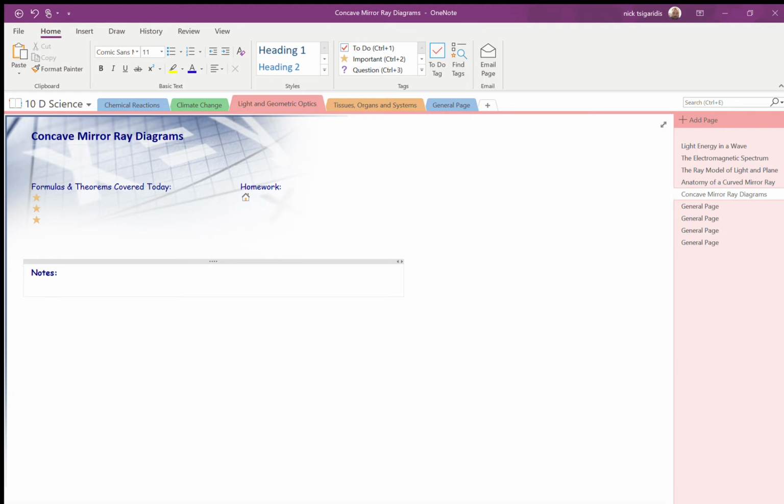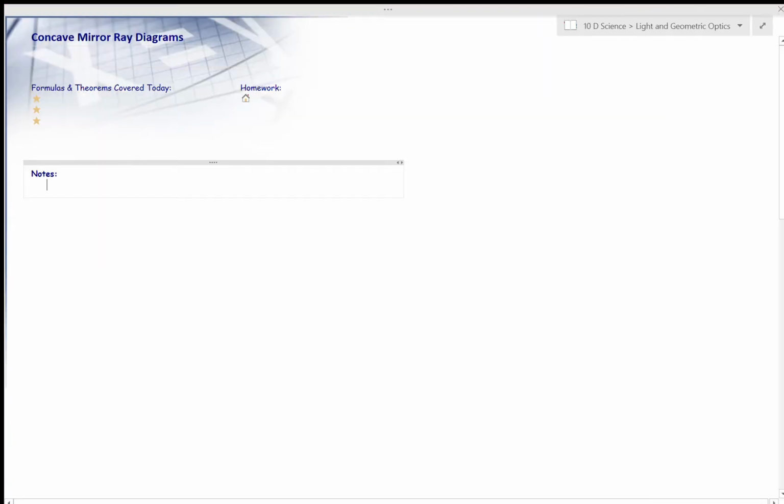We're going to actually do the concave mirror ray diagrams. So for those of you who haven't seen the previous lesson, go have a look at the anatomy of a curved mirror ray diagram because it will certainly help you out with this lesson. So without any further ado, let us begin.